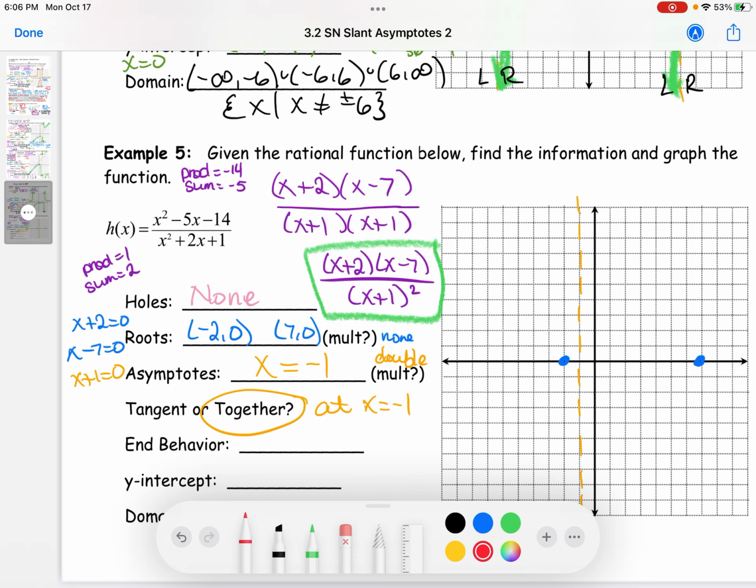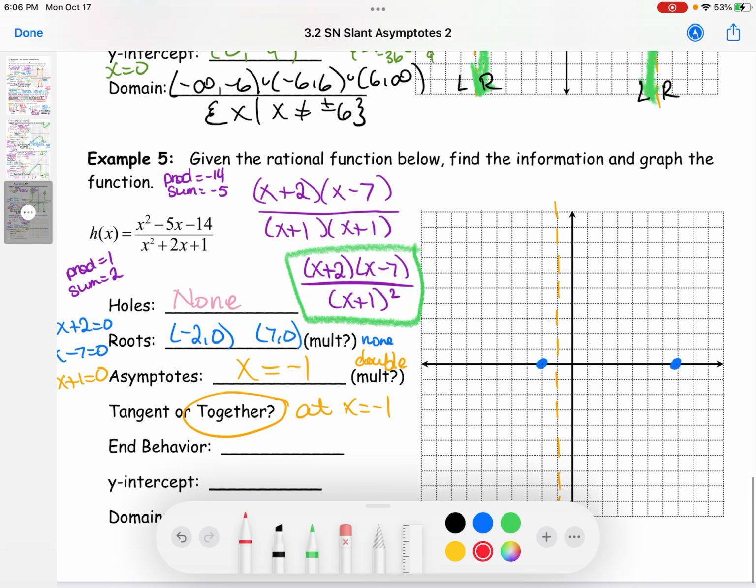So the end behavior, we want to look at the degree. In the numerator, we have a degree of 2. In the denominator, we have a degree of 2. That's the same. So we play the coefficient game. Coefficients here are each 1. Y equals 1 over 1. So y equals 1 is a horizontal asymptote. Y equals 1 is our horizontal asymptote here.